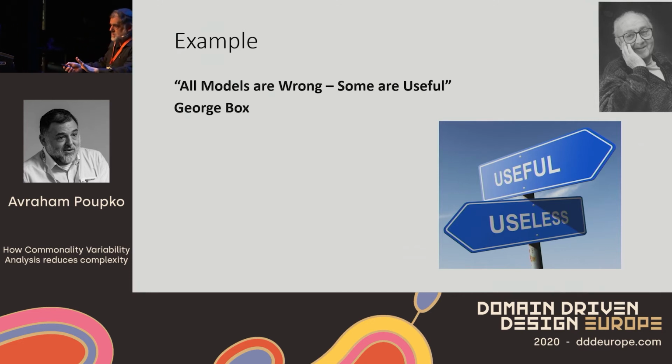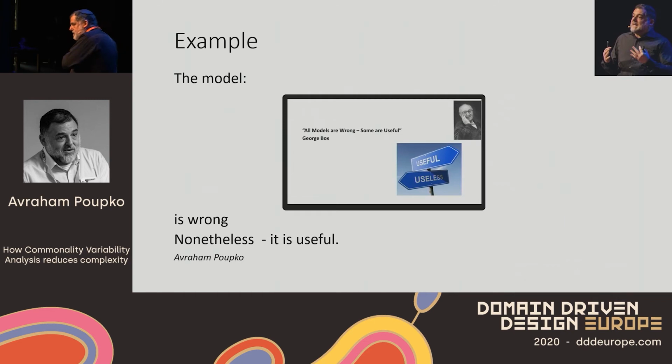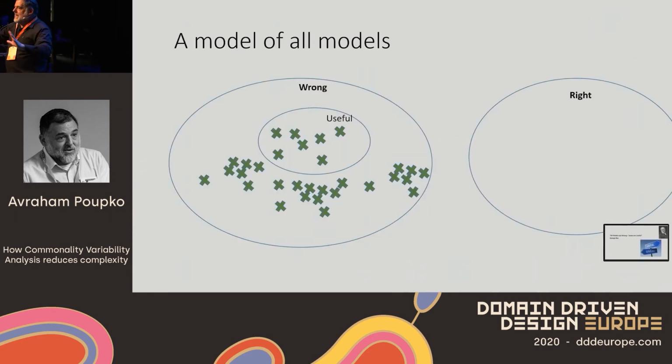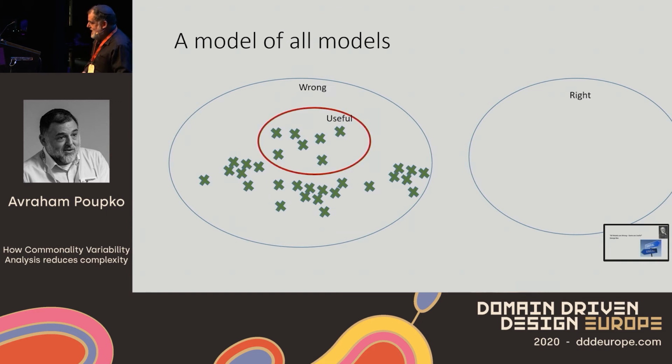Now, I'm going to be a bit recursive here. Allow me. I think that the statement, all models are wrong, some are useful, is wrong. I think it's wrong, but it's useful. And I'll explain why it's a wrong statement, and I'll explain why it's a useful statement. It's useful because it supports a theory. Now, it's wrong because in the George Box world, I have two groups of models. I have the right models, and I have the wrong models. And the right models, there's nothing there. And all the models in the world have been grouped into the wrong models. And the interesting wrong models are the wrong but useful models. And that is a wrong way to look at models.